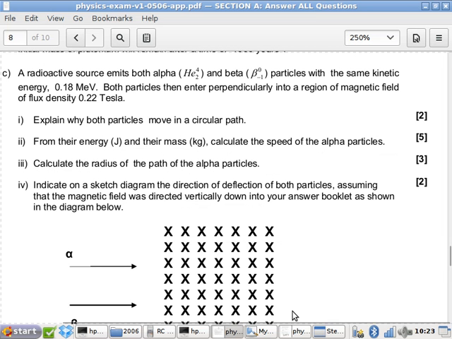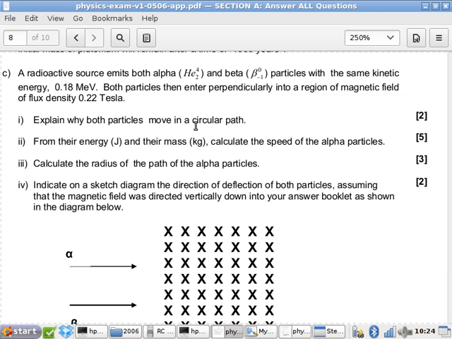Okay, so you have 2 particles and they have the same kinetic energy, 0.18 mega electron volts. Both particles enter a magnetic field of flux density 0.22 Tesla. Why would both particles move in a circular path?